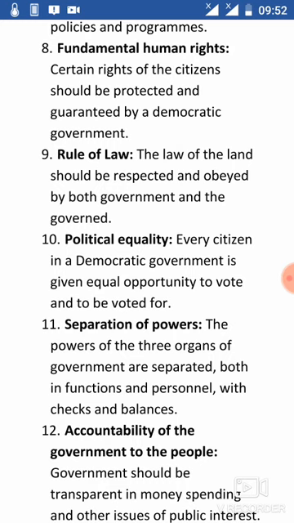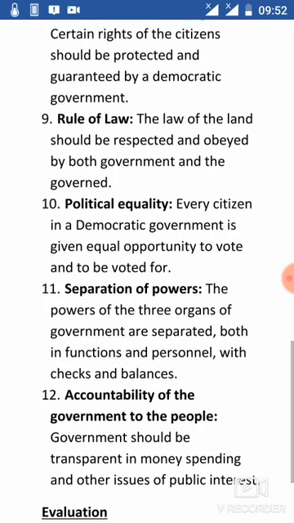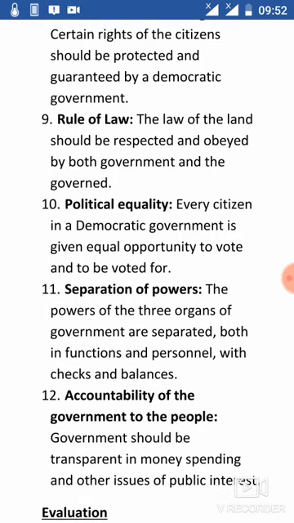Number 10, political equality. Every citizen in a democratic government is given equal opportunity to vote and to be voted for, provided they are qualified to participate in the electoral process. You must be qualified before you are allowed to participate in the electoral process.